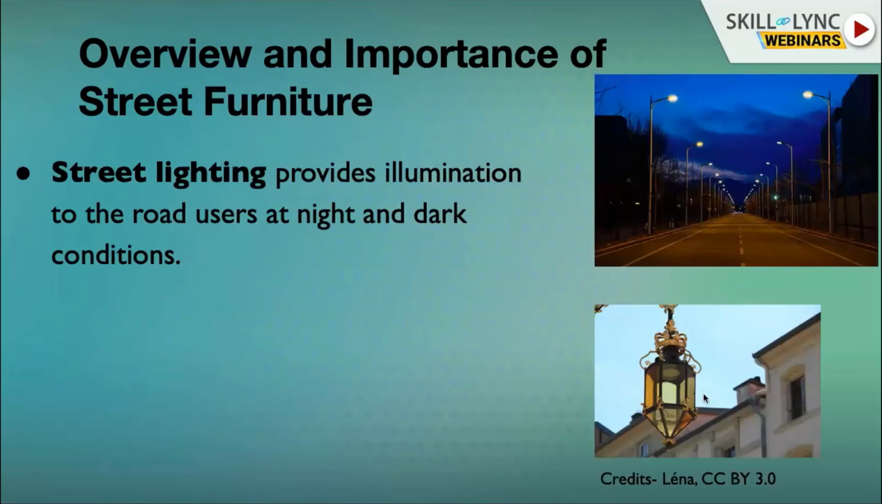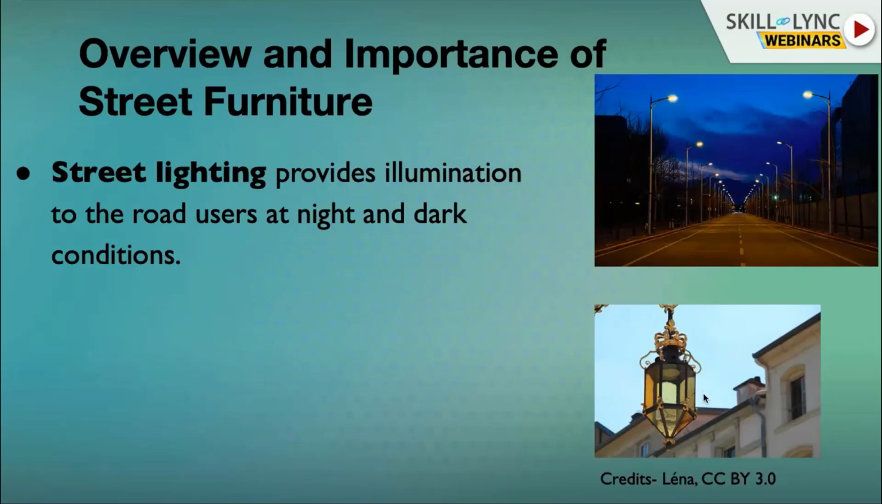Street lighting. What does it do? It provides illumination to the road users at night, not just at night, but also in dark conditions. What do you mean by dark conditions? Dark conditions are like tunnels or long underpasses where the provision of natural light is very difficult. Just imagine there's no lighting inside a tunnel and you're driving with only your headlight illumination. It's unsafe to imagine.